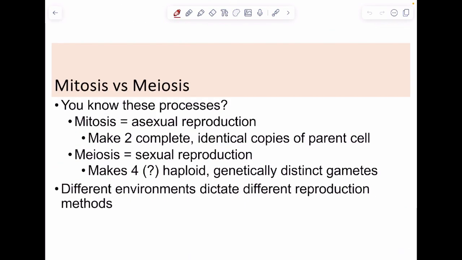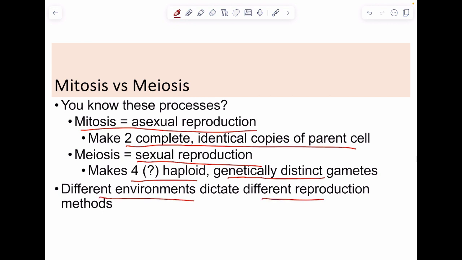First thing to remember is there's a difference between mitosis and meiosis. Mitosis is asexual reproduction, where the goal is to make 2 complete identical copies. Meiosis is for sexual reproduction, where you make 4, or roughly 4, haploid gametes, which should be genetically distinct from each other. And obviously different environments dictate different reproductive methods. Sometimes asexual is preferable to sexual, and sometimes sexual is preferable to asexual.